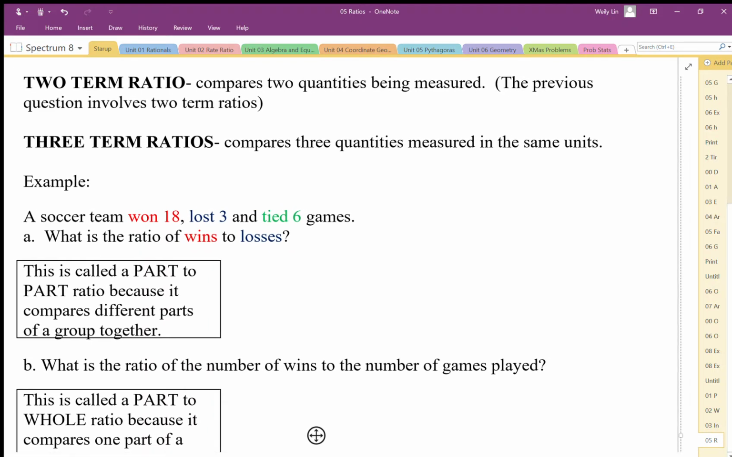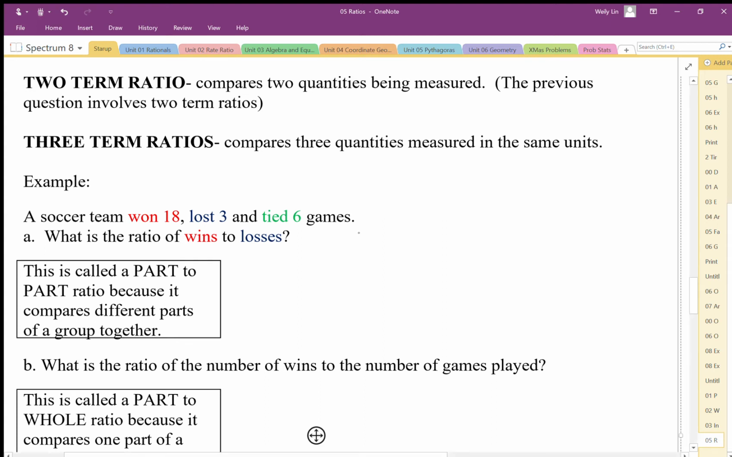So we've been working with two-term ratios so far, but there are some three-term ratios where we compare three quantities, and they have these times divide relationships. For example, we have a soccer team who've won 18, lost 3, tied 6 games. So we can write this as a three-part ratio.